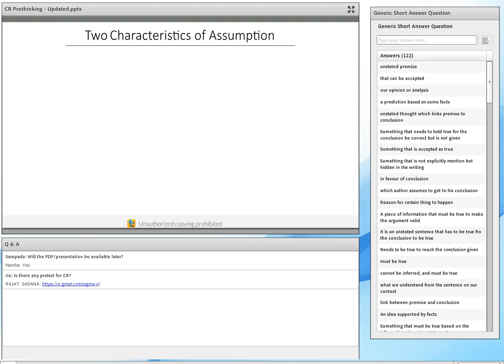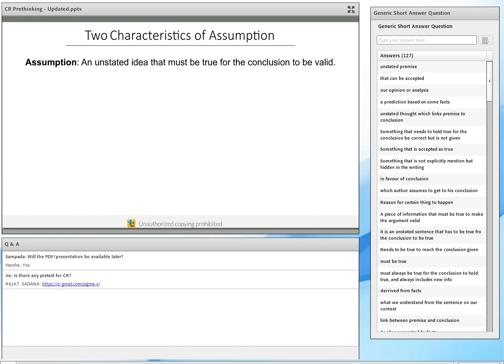Okay, so some good definitions, a lot of definitions which are incomplete, and I would go to the extent to say woefully incomplete. An assumption is an unstated idea that must be true for the conclusion to be valid. And that's really important when you think about this. I want you to get a pen and paper or a notepad if that's what you're more comfortable with and write this down. Why? Because you will make mistakes during this webinar, and when you make mistakes, you're going to be confused. Why the hell did I make a mistake? I'm going to ask you to come back to this definition. And the moment you read this definition, you're going to understand why you made a mistake.